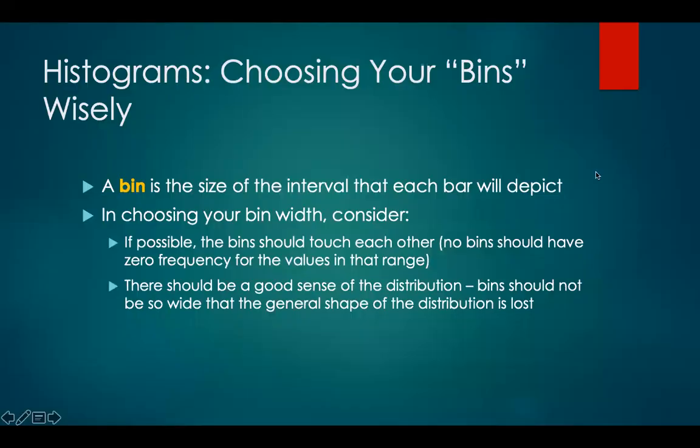So when creating a histogram, it is important to choose your bins wisely. So I mentioned earlier that a bin is the size of the interval that each bar depicts. And in choosing your bin width, these things need to be considered. 1, if possible, the bins should not touch each other. That means no bins should have 0 frequency for the values in that range. And 2, there should be a good sense of the shape of the distribution. So bins should not be so wide that the general shape is lost.